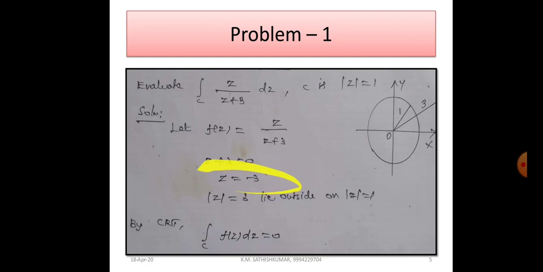Step number 3, to get the poles. Here z plus 3 is equal to 0 means the next step is z is equal to minus 3. So we have a pole. That pole is called our radius. So radius is always positive. That's why modulus of z is equal to 3. So modulus of z is equal to 3 lies inside or outside? That is our checking part.